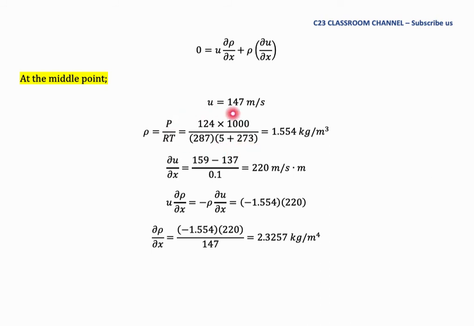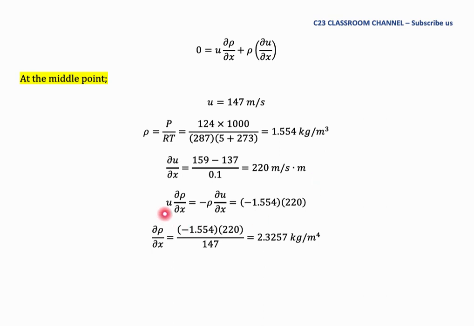So when we calculate this value, we get that the density at the middle point is equal to 1.554 kilograms per meter cubed. So we could calculate the value of del u over del x. I have already described this in a previous tutorial. So we have del u over del x equal to 220 meters per second per meter.